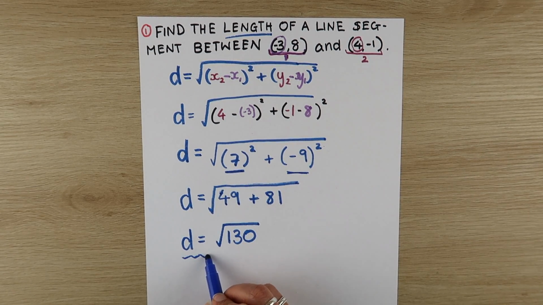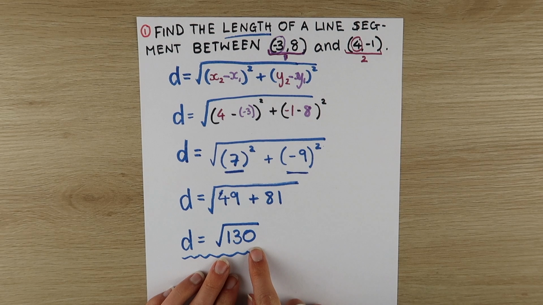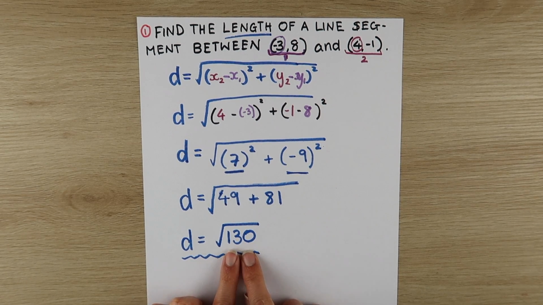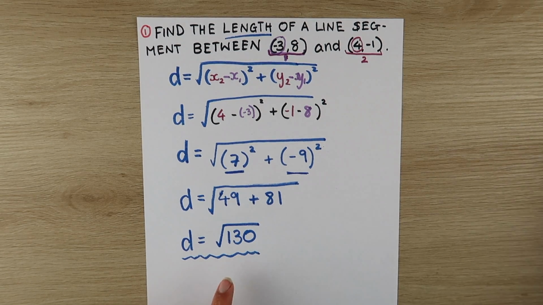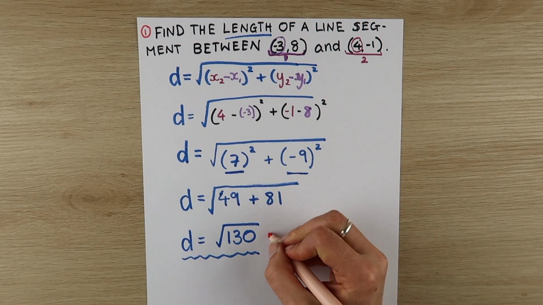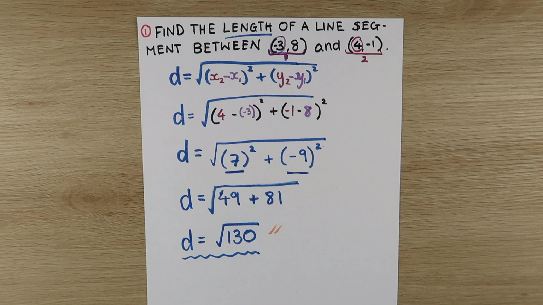Now at this point, we need to ask ourselves if we can simplify this surd any further. And because there's no perfect square factor that goes into this number, I cannot simplify it any further. And since it hasn't specified for decimals, I'm just going to leave it in exact form, which is in surd form. So that is our answer for this first question.